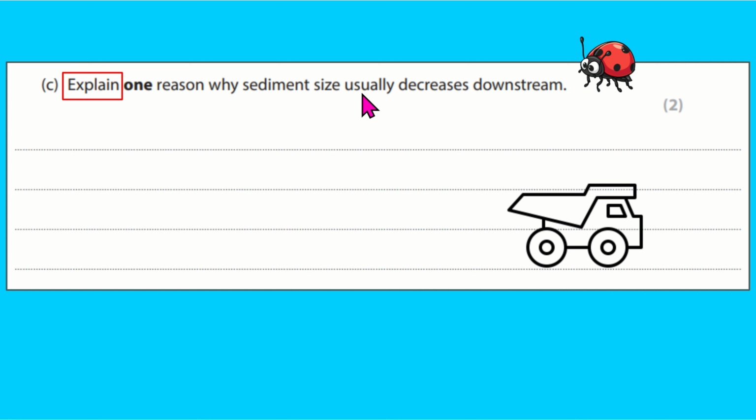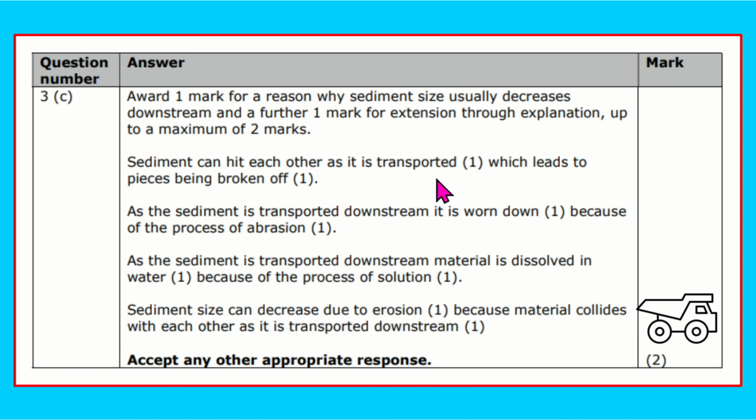One reason why sediment size usually decreases downstream. So sediment size is important here. We're thinking sediment, so pieces of eroded material, their size, how big or small they are, decreases. So why are they going from big pieces to small pieces as we move from the source to the mouth of the river? We then glance at the marks and that tells us our structure. Here is the mark scheme, so you can pause it and have a read of what would and would not get you marks. Now, I know this video is about transportation, but transportation and erosion are so similar. You often find questions where they do link to each other.